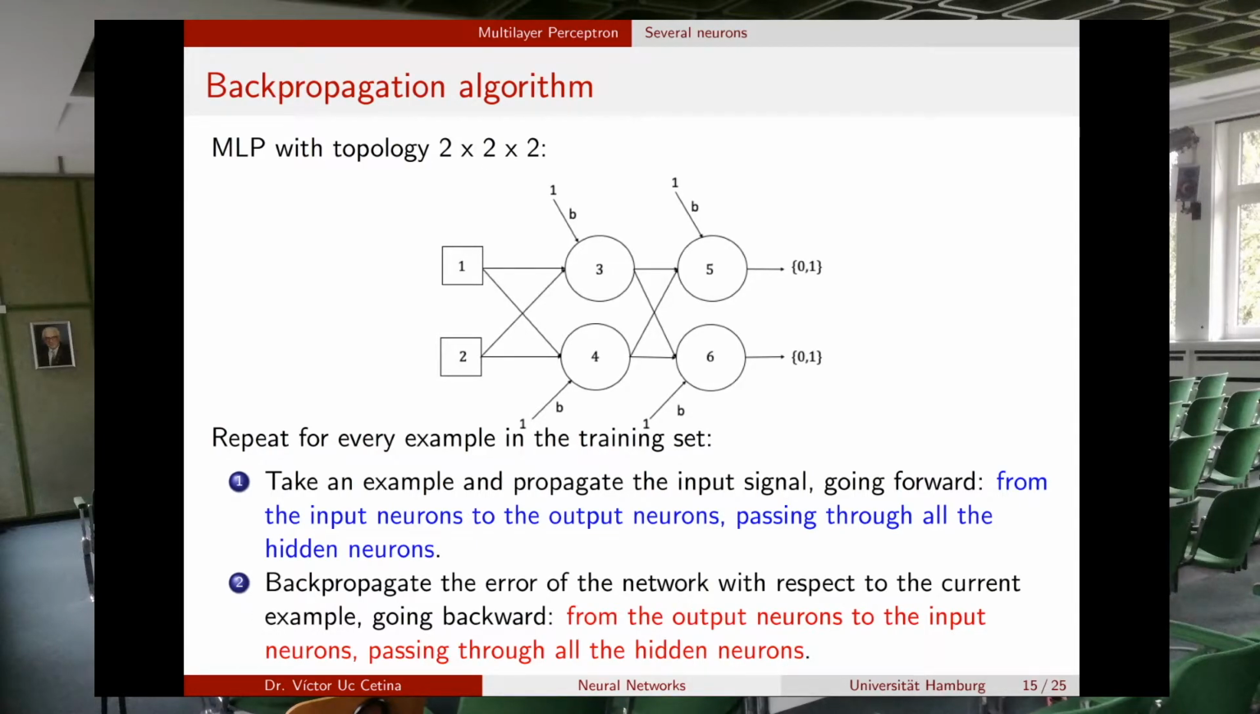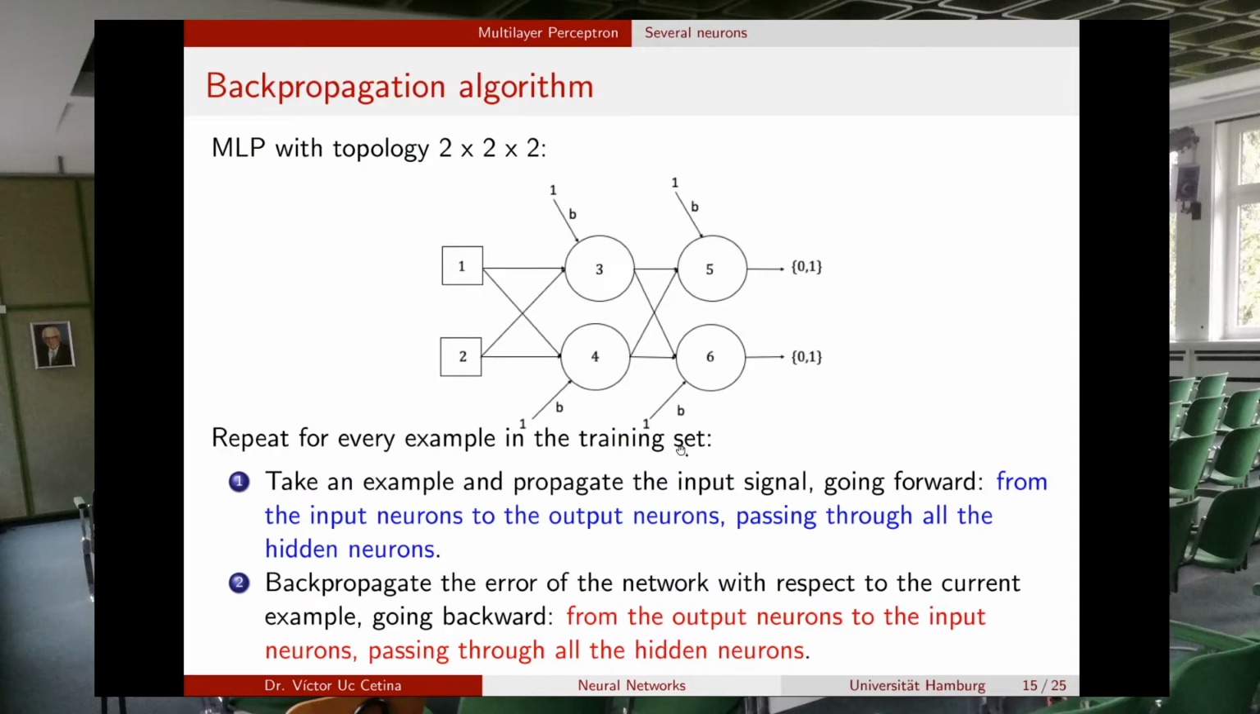So in the second stage, after you have propagated the input, so you have evaluated one example and you have the output here, you perform the back propagation, which is to go backwards, and as you go backwards you update or make changes to the weights of the network, but you need to do it in this topology from right to left. So you propagate the error of the network with respect to the current example, going backward from the output neurons to the input neurons, passing through all the hidden neurons.